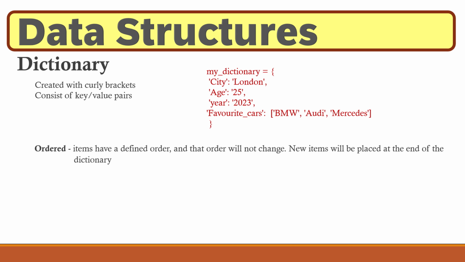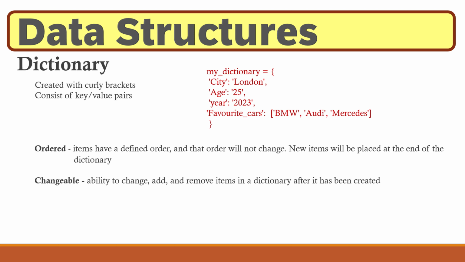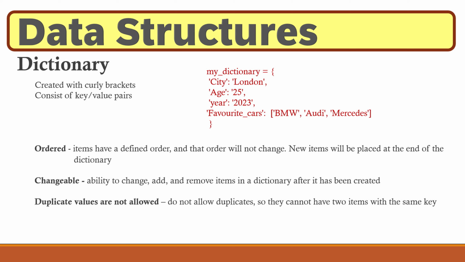Dictionaries are ordered. Prior to Python 3.7 they were not ordered, but since 3.7 and later versions they are now ordered, which means items have a defined order and that order will not change. New items will be placed at the end of the dictionary, and dictionaries are changeable, so you are able to change, add and remove items to an existing dictionary. But duplicates are not allowed, so they cannot have two items with the same key, for example.